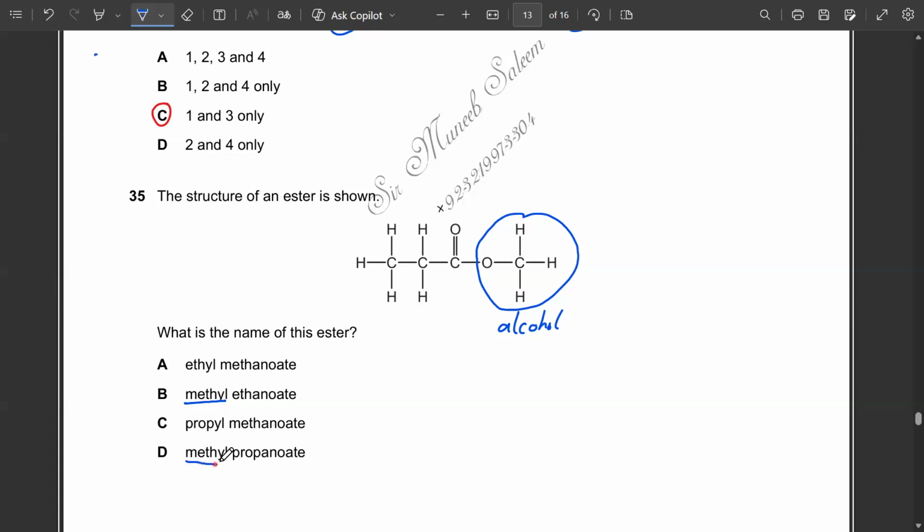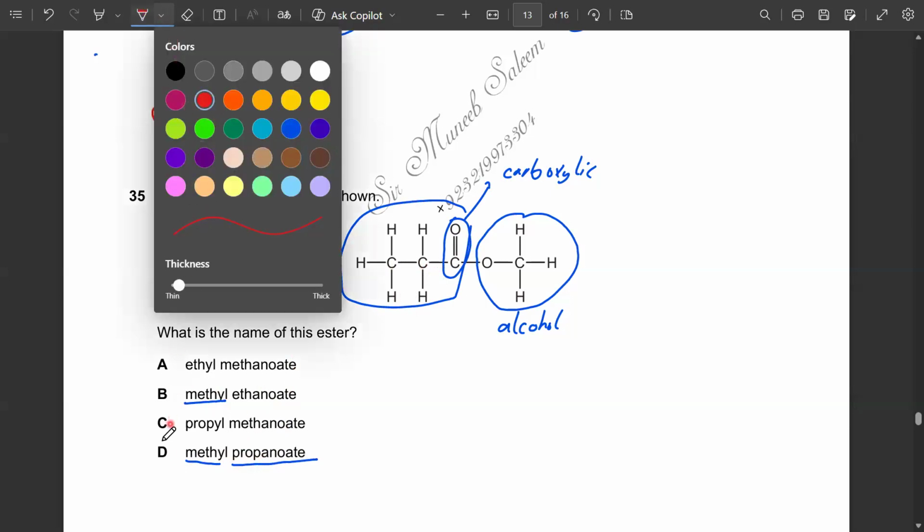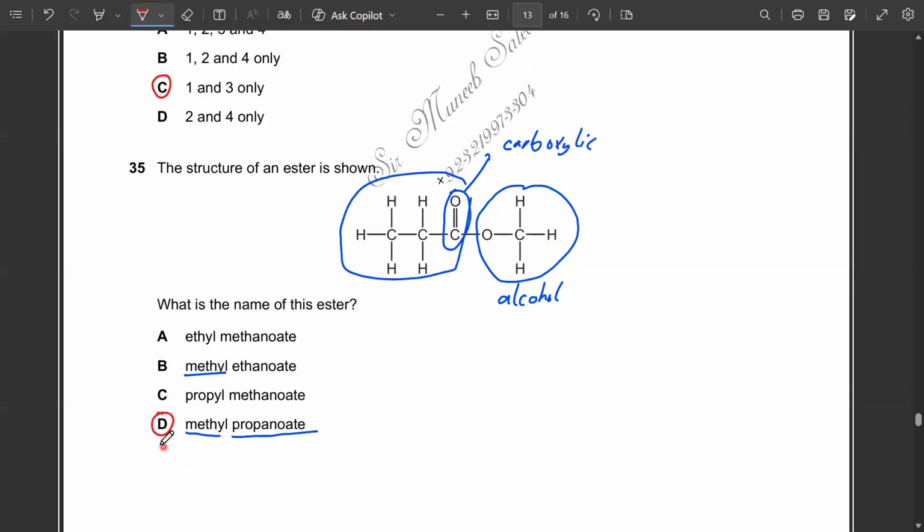So methyl is here, and the next part which is bonded with the carbonyl group comes from the carboxylic acid, and it has 3 carbon atoms, so the name is propanoate. This is the one. So D option is the correct option.